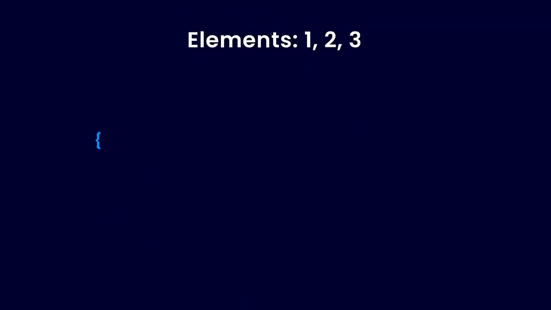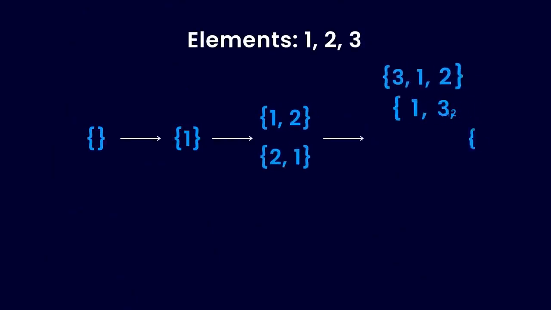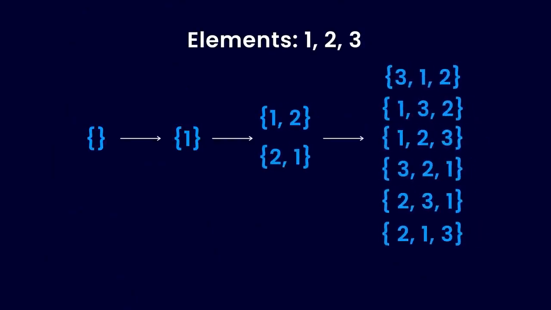To solve this problem, you can iteratively build all the subsets level by level. Start with an empty set. At each level, consider all the ways to add the next element to the existing subset and create a new one. This approach is very similar to breadth first search or BFS.